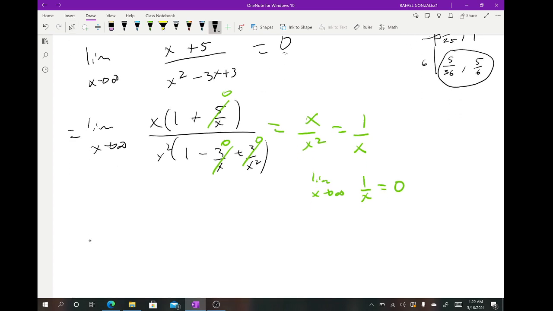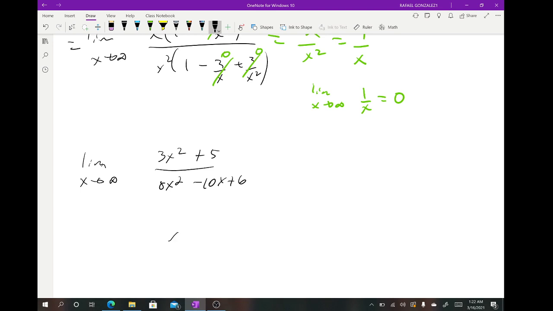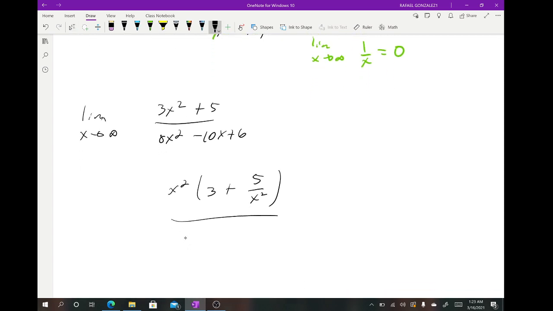Now, when the degrees are equal, so when somebody tells you to take the limit as x goes to infinity of something like 3x squared plus 5 over 8x squared minus 10x plus 6, if somebody tells you to take this limit as x goes to infinity, then if you take out the biggest exponent from the numerator, you're going to have x squared times 3 plus 5 over x squared, divided by x squared times 8 minus 10 over x plus 6 over x squared.